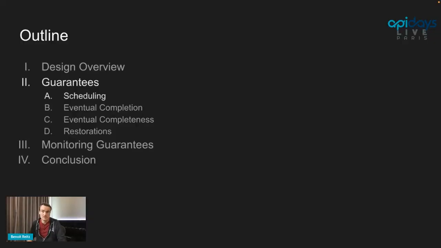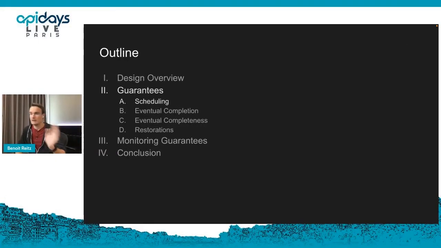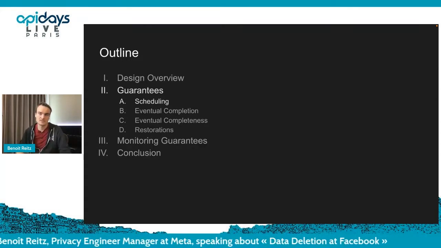That's pretty much it for the design overview. Again, those were a few pieces of the framework. There are many other moving pieces, but those are the most important. And now we're going to see the different guarantees that we provide and how we monitor them. The first one I want to talk about is the scheduling.